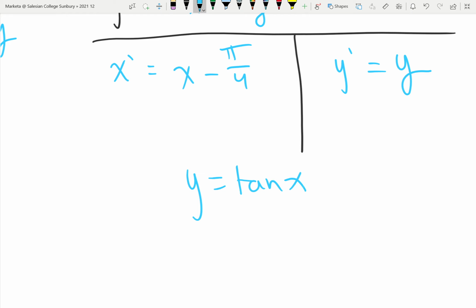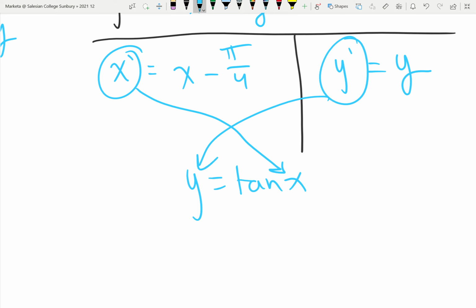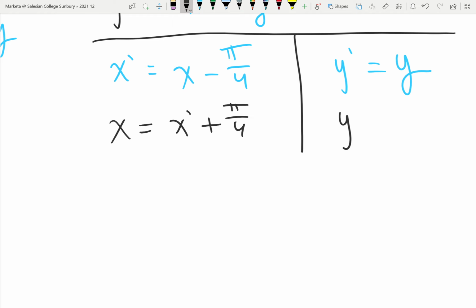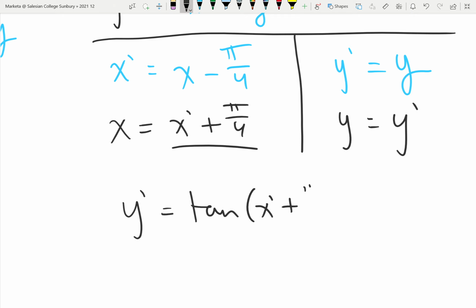You can't sub x image into x or y image into y. You can't do that because that's the same as subbing a into b. They are different variables. So before we can sub in, we need to make sure they're the same. And x therefore equals x image plus pi on 4. And y still equals just y image. Now, this is the opposite. So we can say y image equals tan of x image plus pi on 4.